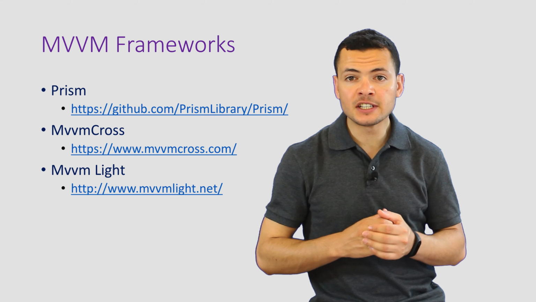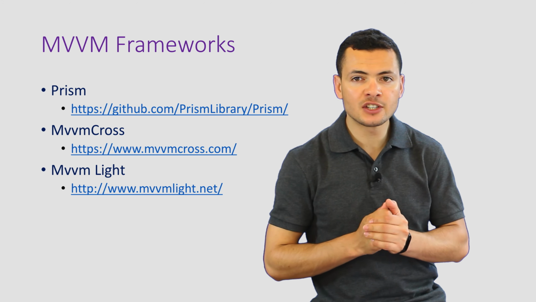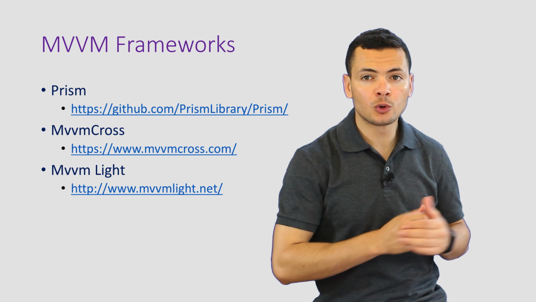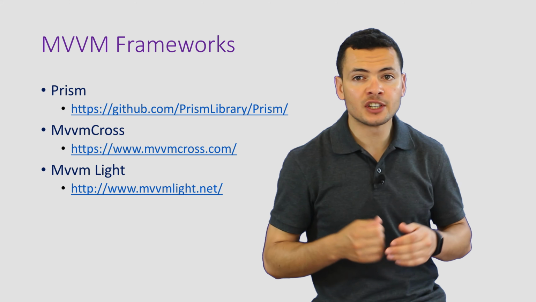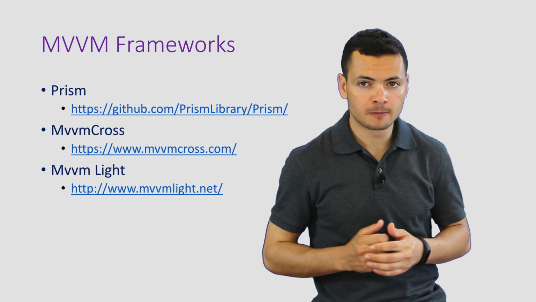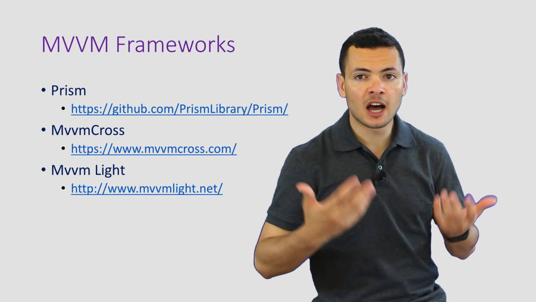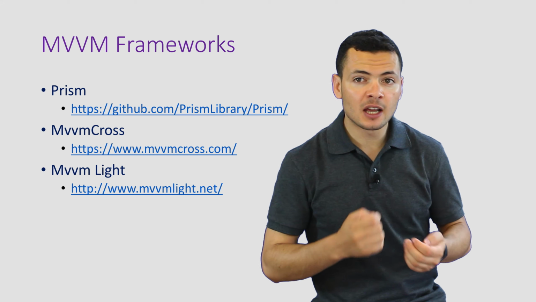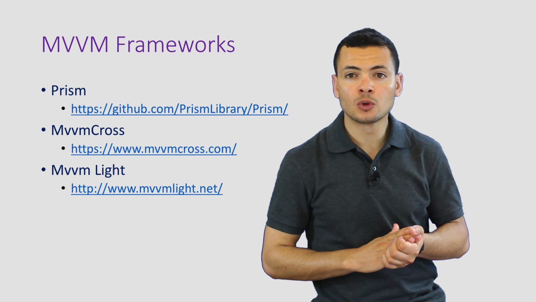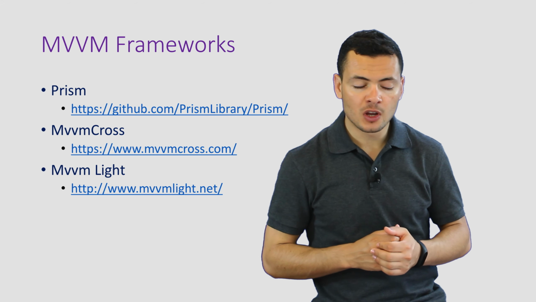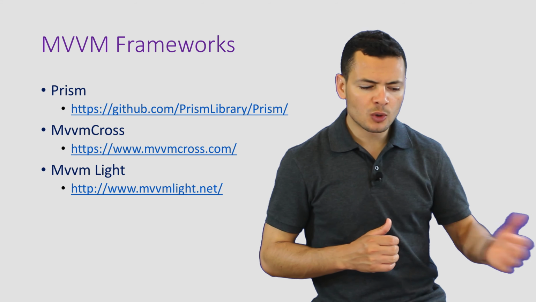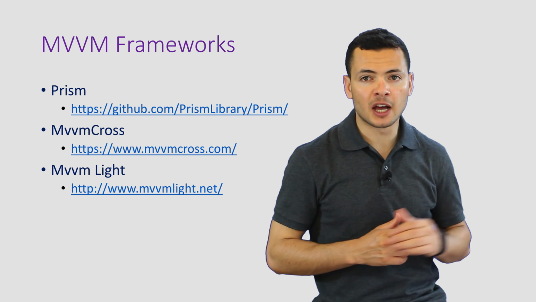MVVM design pattern is a good pattern for writing applications where we have separation between views code and logic code, that will make our application easy to maintain and to unit test. Xamarin has some MVVM frameworks that help you to apply MVVM on your application. From those frameworks we have Prism. We also have MvvmCross and MVVM Lite.